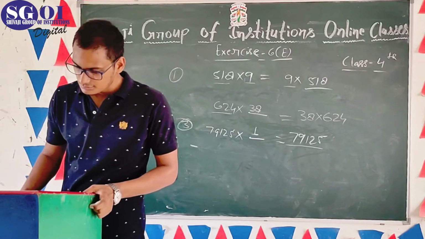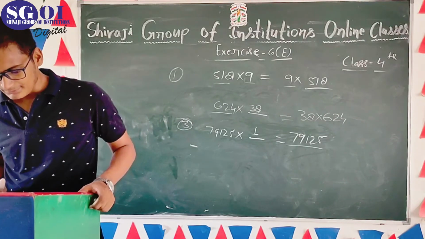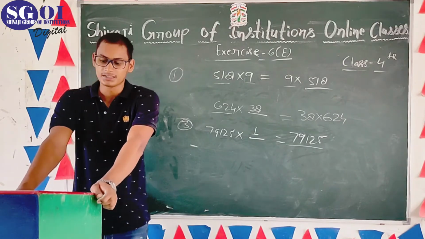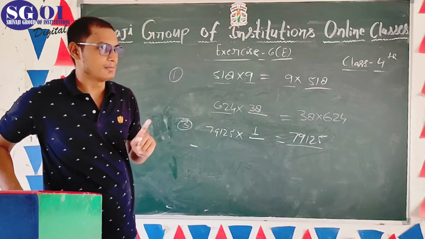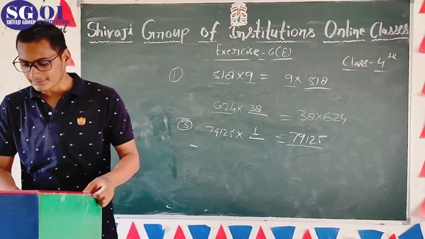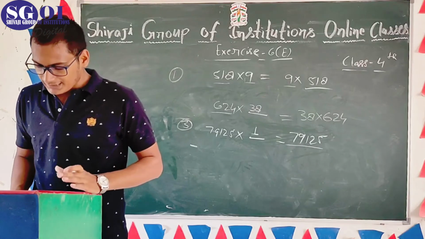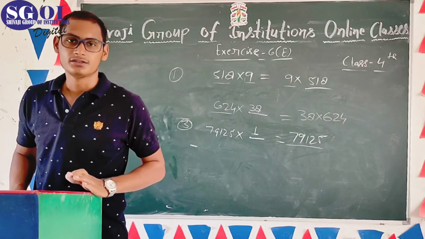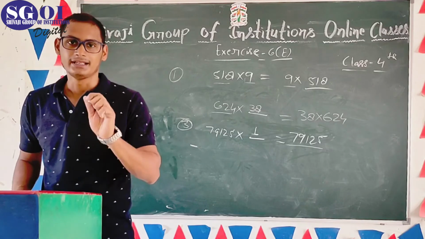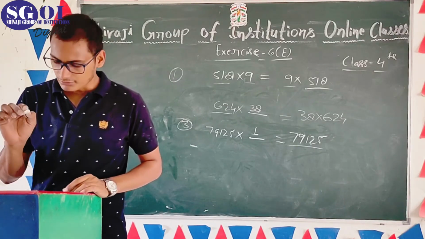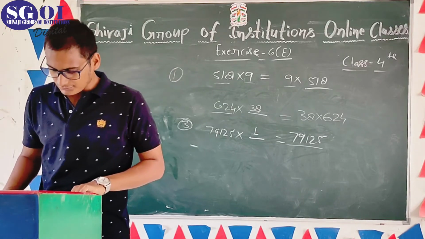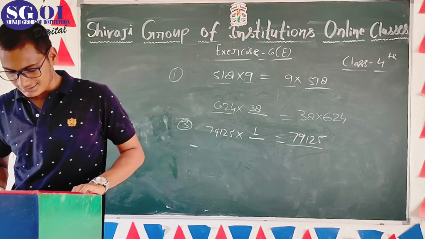Next question is the same as question number 2. Question number 5 is the same as question number 3. If you multiply any number by 1, then we get the number itself. Okay. Question number 6: if we multiply any number by 0, then the product is always 0. Understood? So all the questions are the same.